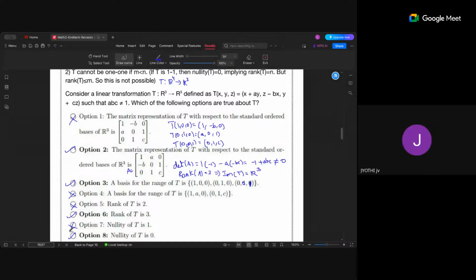Clear? Ma'am, one small doubt. Whenever we are creating a matrix from the linear transformation, it should be column wise, right? The vector should be represented column wise. Yes. Okay.